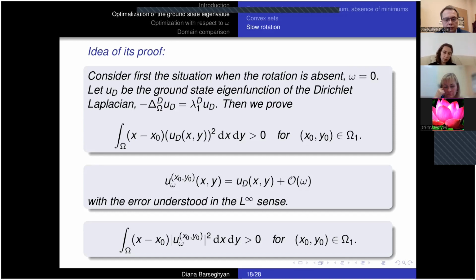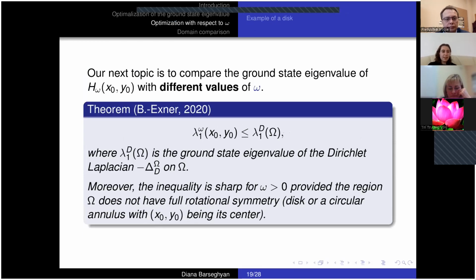Therefore, in this way, we will prove that any point from omega 1 cannot be the point of maximum, the point of extremum. Since we know that for convex sets, the point of maximum belongs to the set, it follows that the point where the ground state eigenvalue lambda 1 omega attains its maximum should belong only to the larger part of omega. Next, please. Yes, this is the sketch of the proof.